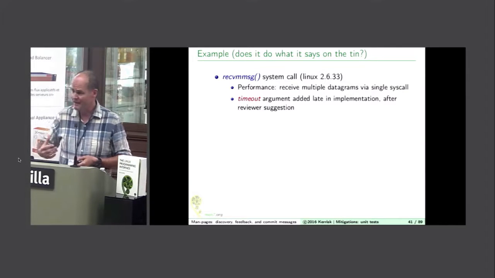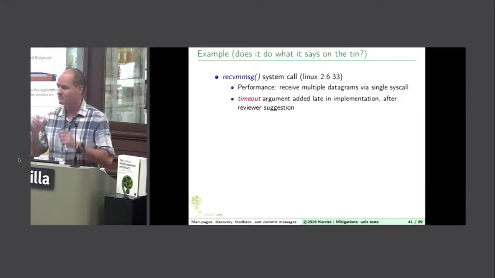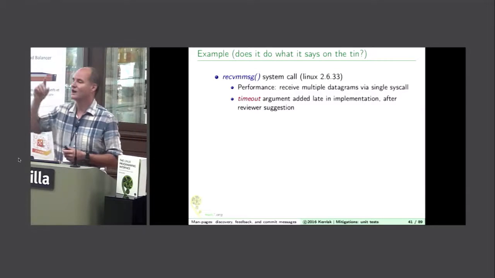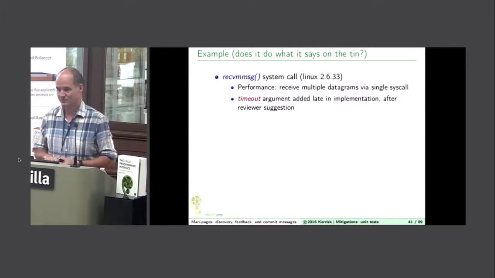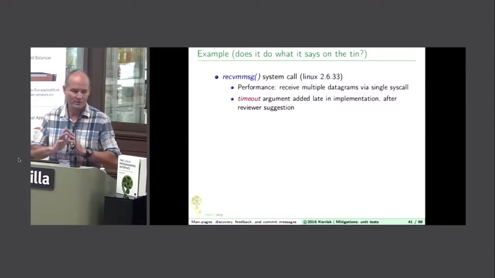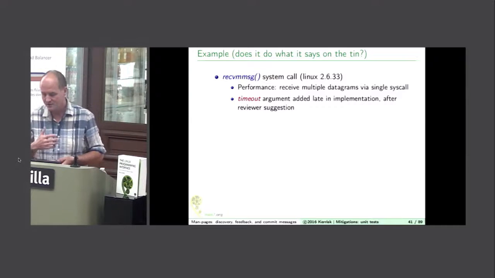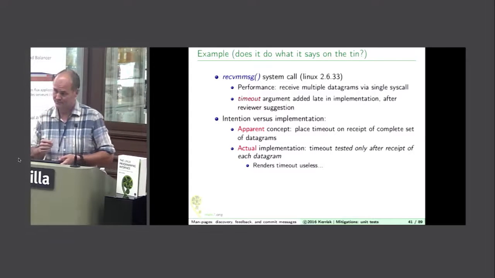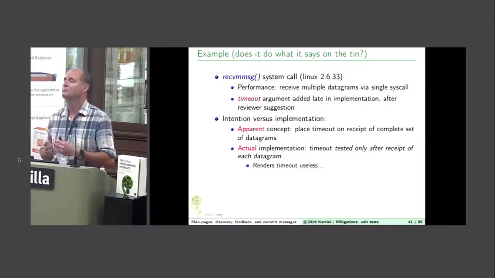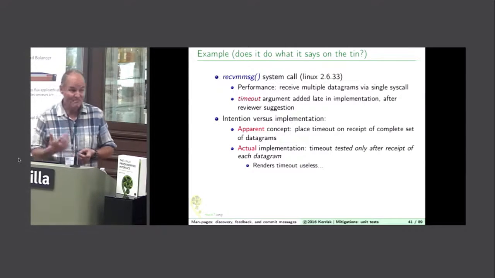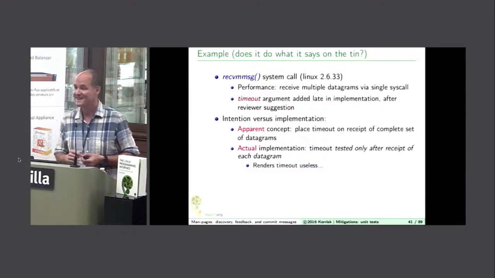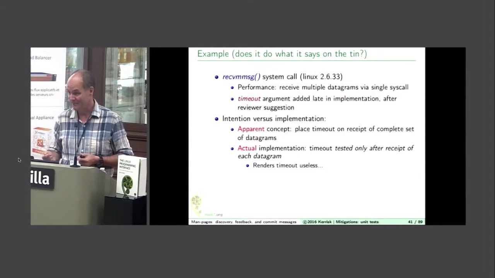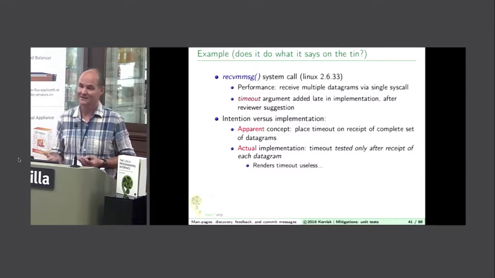Towards the end of the implementation of that system call, someone popped up in the discussion and said, we need a timeout on the system call because maybe we're waiting for datagrams, but we don't want to wait forever. And the implementer added a timeout. I presume that the intent of the suggester was that this would be a timeout on the system call as a whole. The way it's actually implemented is the timeout gets tested after the receipt of each datagram. In other words, the timeout doesn't even trigger until you've got one datagram. So it's useless.